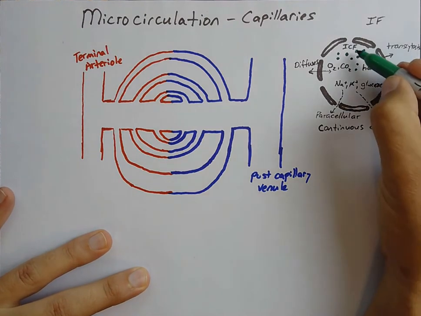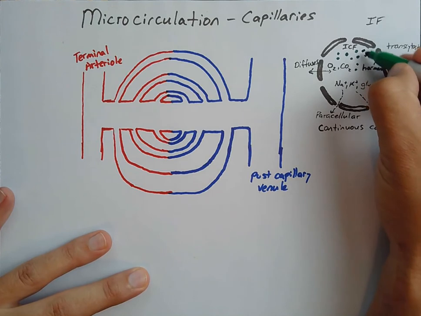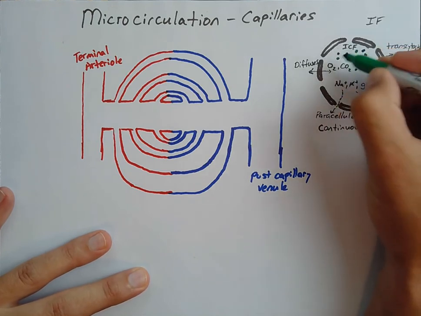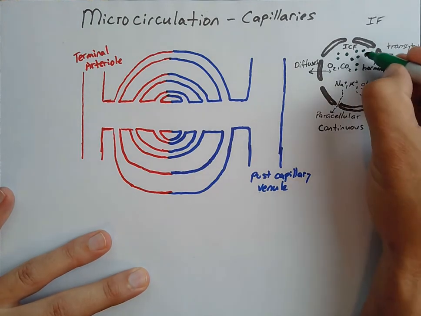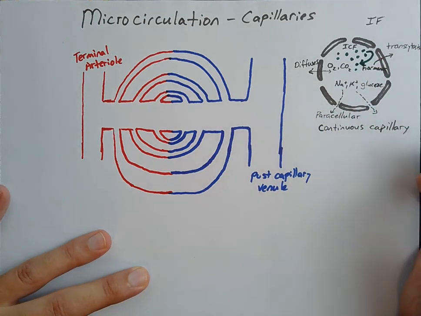And albumin and these other types of plasma proteins are too large to fit through the cracks, and they are not able to be transported through the cells. So these things, well, they aren't going to go through. They're going to stay inside of the cell, and that's important.